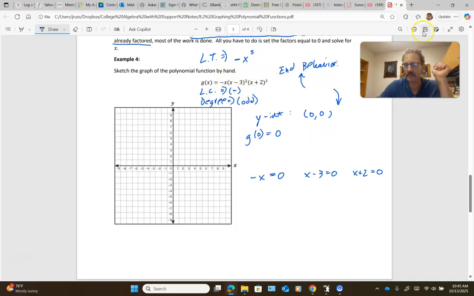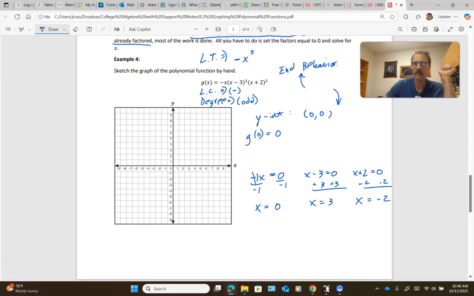Alright, well, these can almost be solved by inspection. Now here, technically, you would have to divide both sides by negative 1. And you can do that if you want, but ultimately what's going to happen is you're going to get x is equal to 0. And then over here you're going to need to add 3 to both sides. And you're going to get x is equal to 3. And over here you're going to subtract 2. You're going to get x is equal to negative 2.